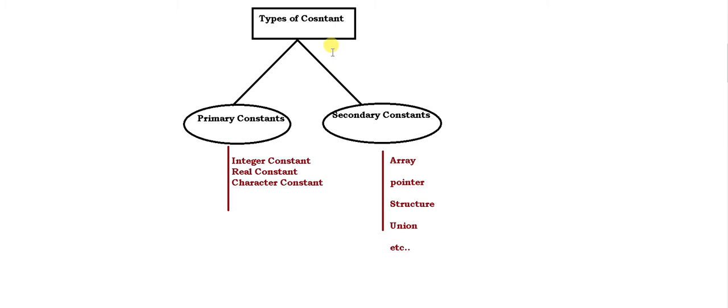Here the spelling is a mistake. It will be constant. Okay, so the types of constant are primary constant and secondary constant. So whenever anybody asks what the types of constant are, you will be in a position to answer. There are two types of constant, primary constant and secondary constant. So let's discuss primary constant for now. What is that?